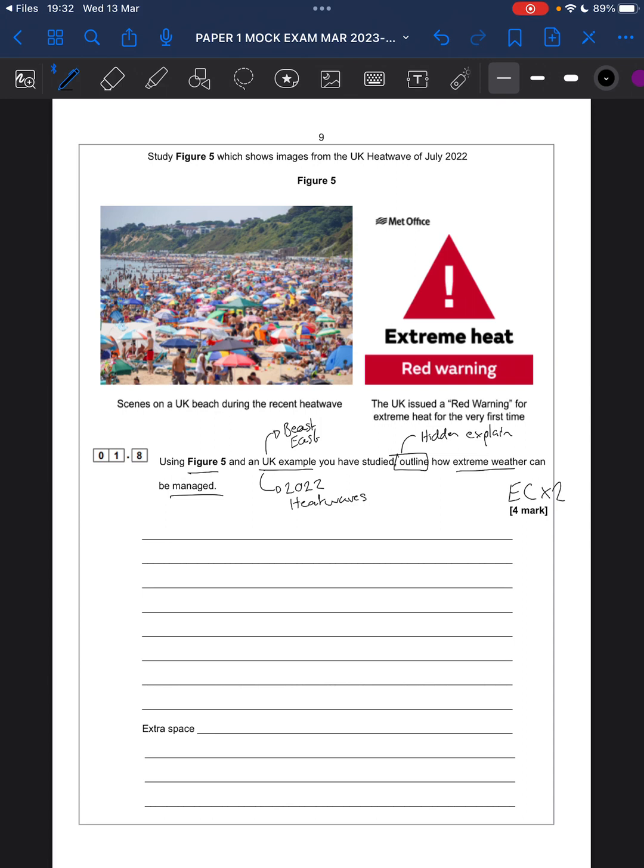So you've got one, clear as day. It says, how can it be managed? Well, we've got one right there. I'll even change the colour. Okay, so we have got the red warnings. You can talk about that and how that keeps people safe. You have to explain how that keeps people safe.